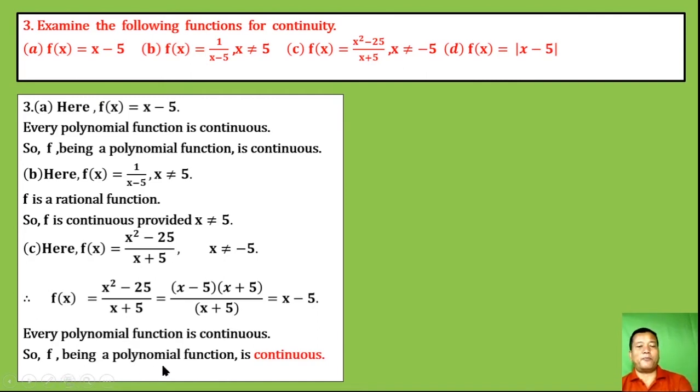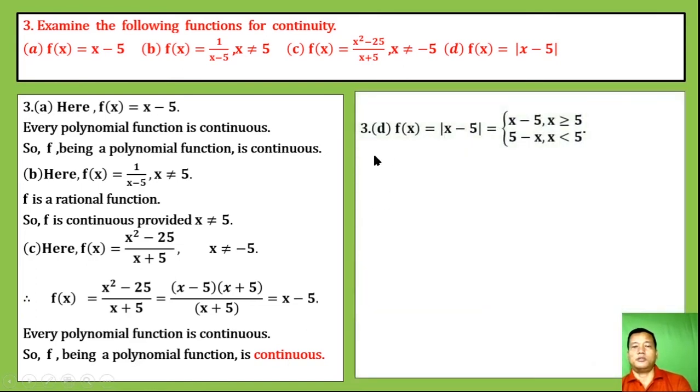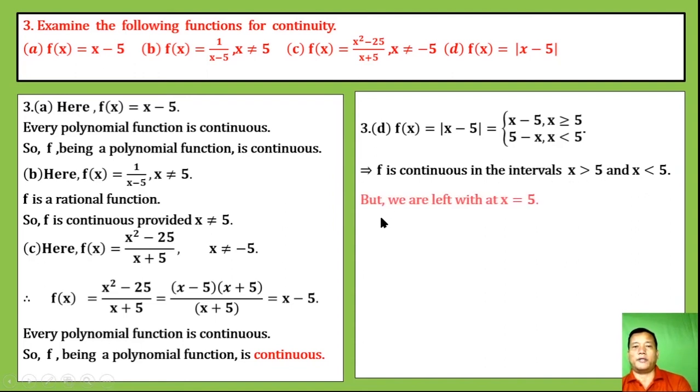So f, being a polynomial function, is continuous. f of x can be written in these two ways. This implies f is continuous in the intervals x greater than 5 and x less than 5. But we are left with x equal to 5.